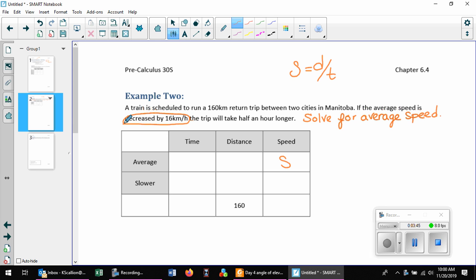Right, because if I was traveling 100 kilometers an hour and I go 16 kilometers an hour slower, it's going to be 100 minus 16, right? We just don't know what our average speed is. But it would be the average speed minus 16. Are you guys good with that?